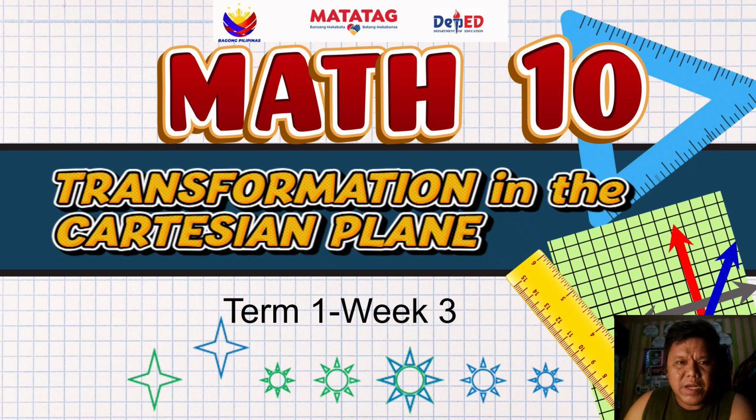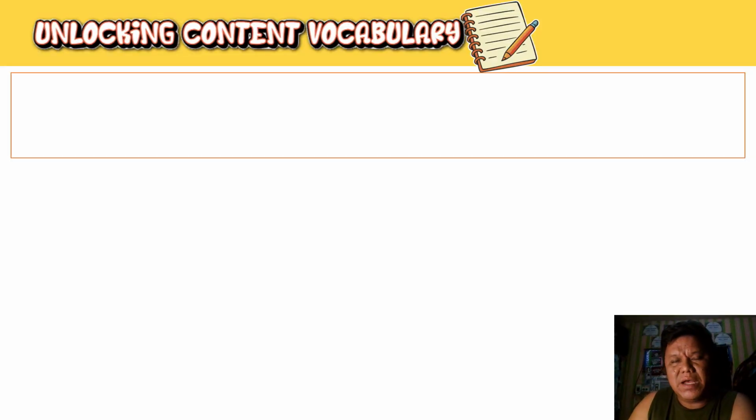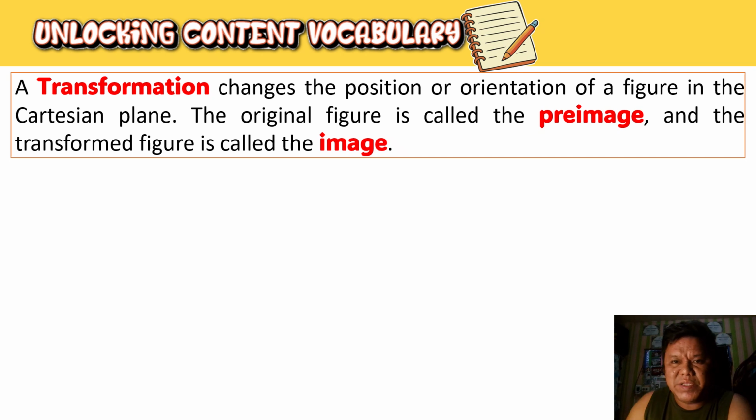Okay, so let us continue. Our topic for today is about transformation in a Cartesian plane. So the question is, what is transformation? Transformation changes the position or orientation of a figure in a Cartesian plane. The original figure is called the pre-image and the transformed figure is called the image.